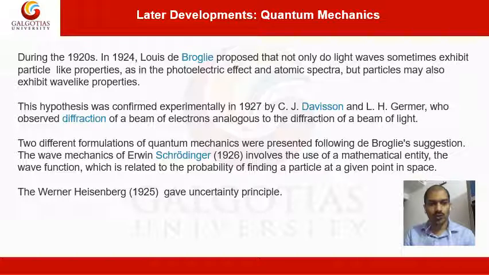Two different formulations of quantum mechanics were presented following de Broglie's suggestion. In wave mechanics, in 1926, Erwin Schrödinger used a mathematical entity, the wave function, which is related to the probability of finding a particle at a given point in space. So the probability of finding a particle, in the case of an electron or hydrogen-like atoms, was given by a mathematical expression by Schrödinger, called the Schrödinger wave equation. At the same time, the Heisenberg uncertainty principle was also given on the basis of quantum mechanics.